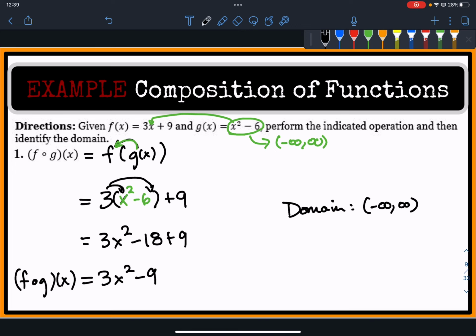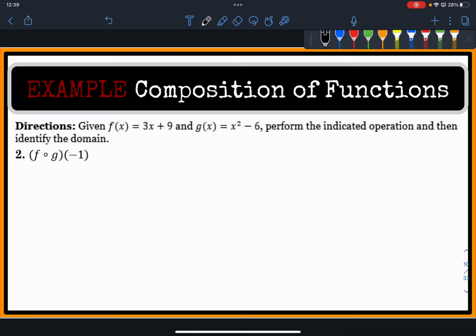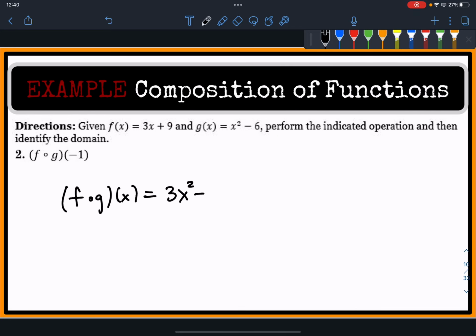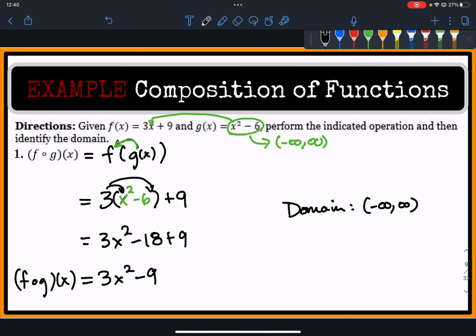Now, to evaluate this function and figure out what the function is when x is equal to -1, you don't want to plug in -1 into g first and then plug that answer into the other one. You want to do the composition first. First, figure out what f of g of x equals, which we already did in example 1. We know, using f as 3x plus 9 and g as x squared minus 6, we get 3x squared minus 9. Yes, minus 9.